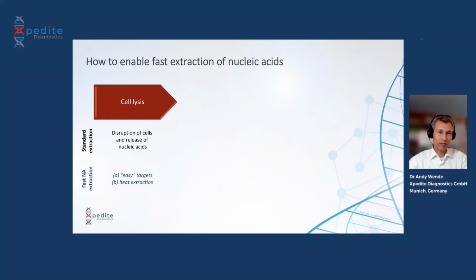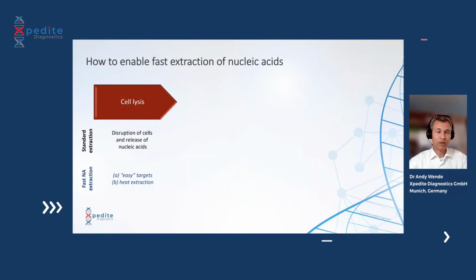Either these fast methods are applied only to so-called easy targets, or that's what I named them. And easy in this respect is, for me, cells that are easy to disrupt, like virus particles or human and animal cells usually, or also gram-negative bacteria. There you don't have to apply very harsh methods to crack these cells to get hold of the DNA or RNA.